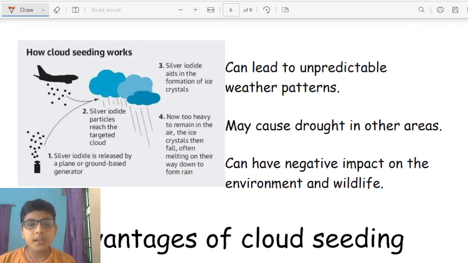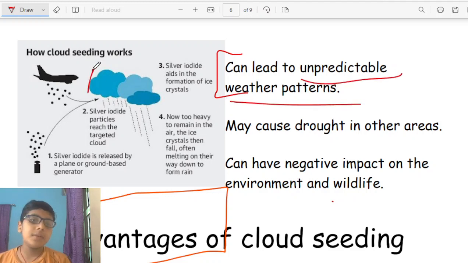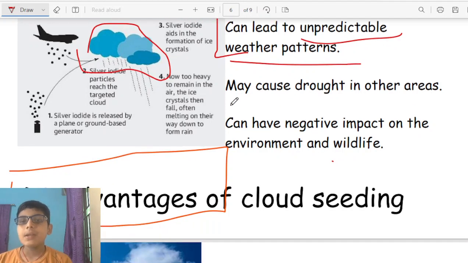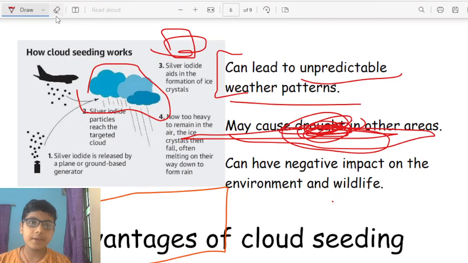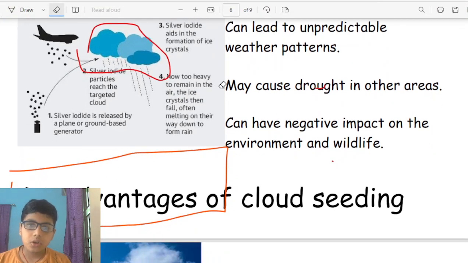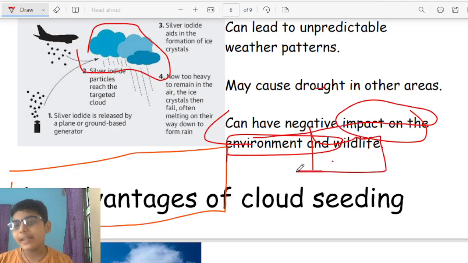Now, what are some disadvantages? It can lead to unpredictable weather patterns, which means sometimes it might rain and sometimes it might be very hot. It may also cause drought in other areas where cloud seeding is not done. It can also have a negative impact on the environment and the wildlife of the earth.